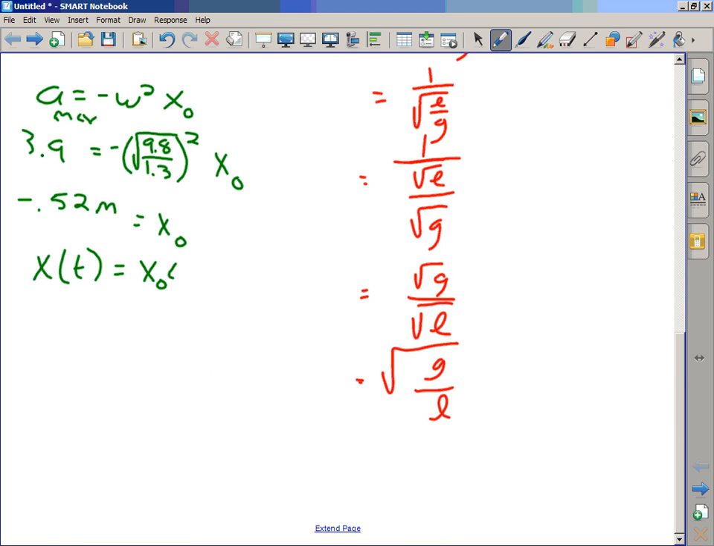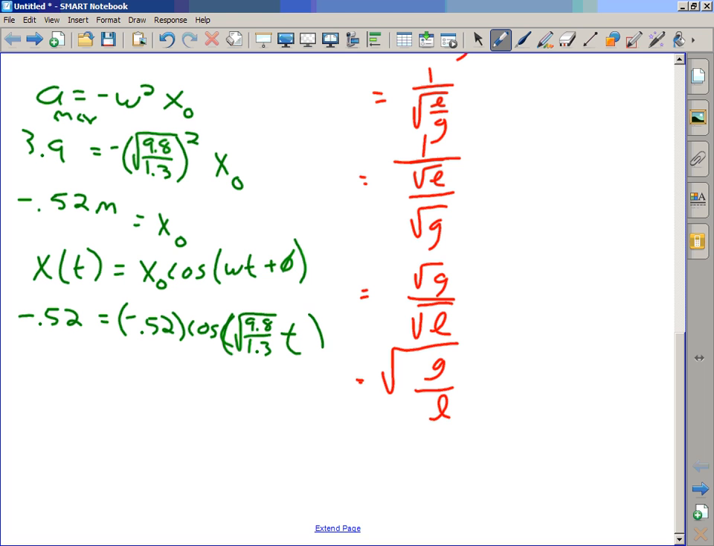x of t equals x naught cosine of omega t plus phi. Oh, we can talk about this from the velocity angle also. But right now we have x naught, which is also the x position for maximum acceleration. So this becomes negative 0.52 equals negative 0.52 cosine of, omega is square root of 9.8 divided by 1.3, times t. But phi here, there's no phase shift. Just leave that off.